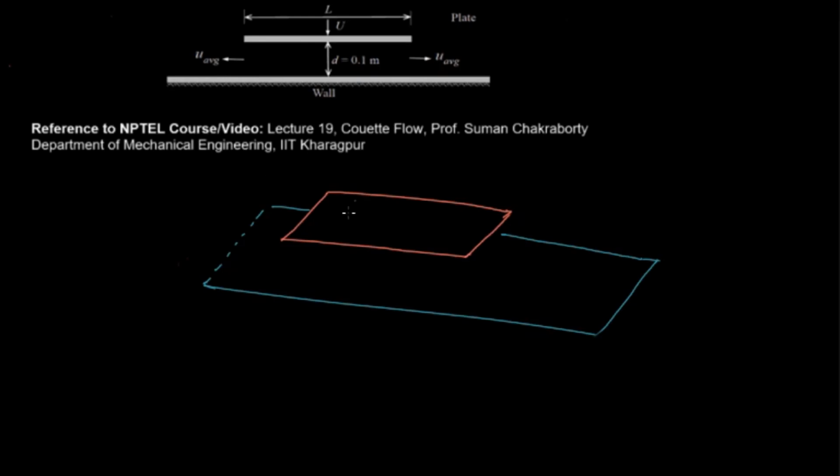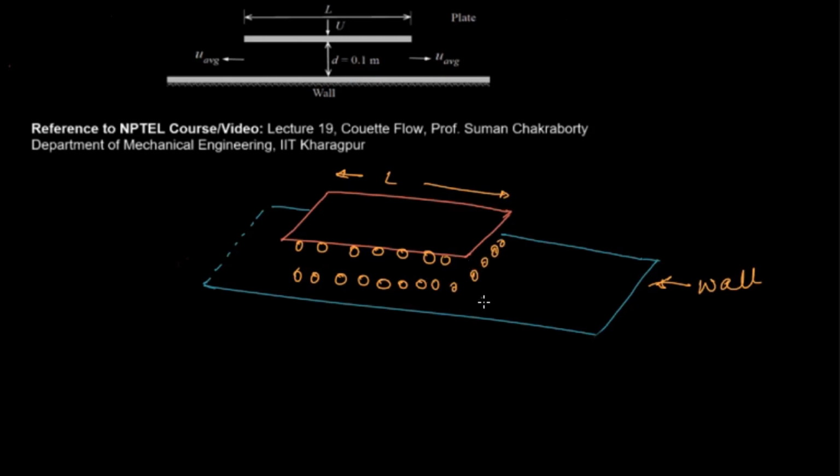Now here, suppose this is the flat plate of length L. The length of this flat plate is L, that's given in the problem, and this is the wall. Between the wall and the flat plate there are fluid particles. Let's say the arrangement of fluid particles is something like this. This is just a rough diagram. These are the layers of fluid.